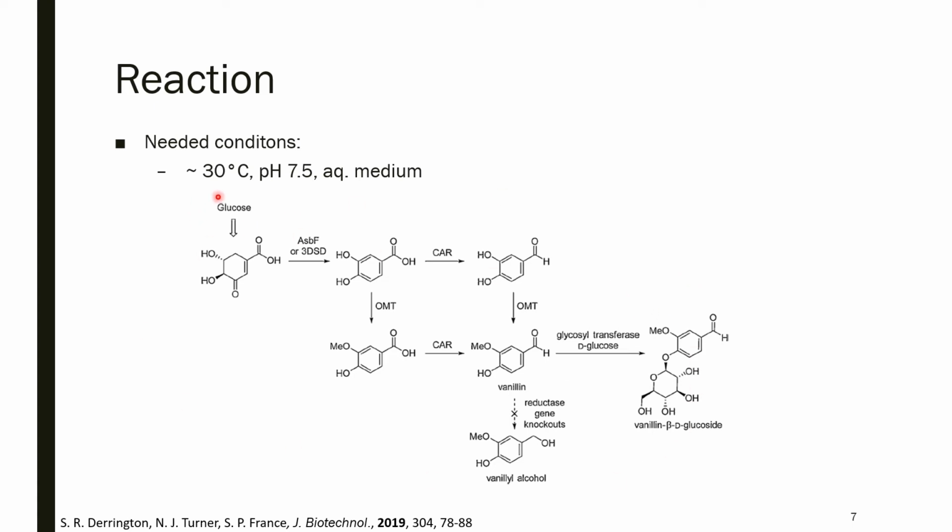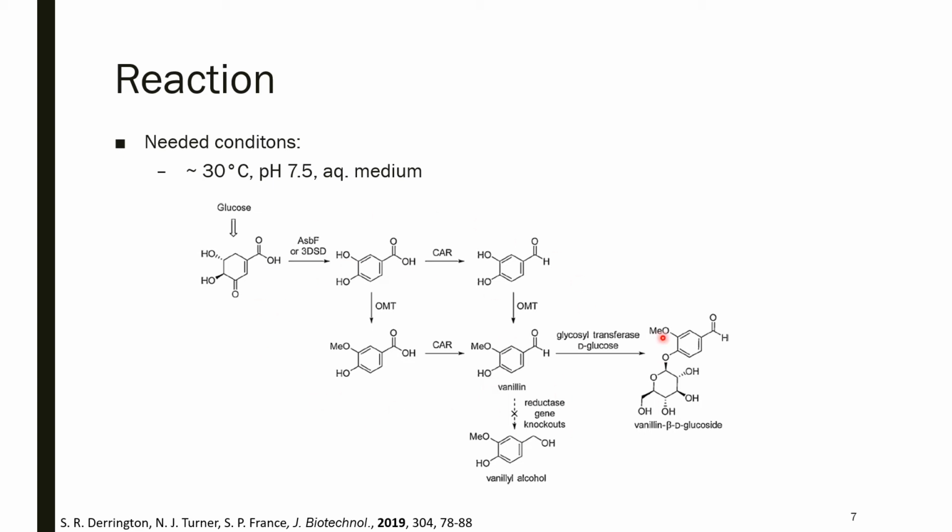Here we start from glucose in order to come to this acid. Then, with the help of a dehydrogenase, namely ASBF, the ketone moiety gets reduced to the following acid. The acid is then reduced by a carboxylic acid reductase in order to get an aldehyde. But to get vanillin, we still need to methylate the OH at the 3 position. The methylation can happen before or after the CAR acts. It accepts both substrates.